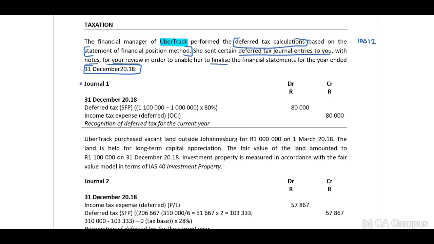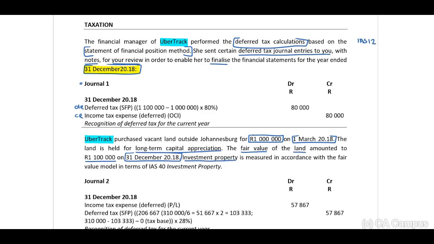Journal 1. They provide us with the dates throughout the journals being 31 December 2018. I'm not going to repeat this. Now, in Journal 1, they debit a deferred tax asset and credit our income tax expense, OCI. They indicate to us that UberTrack purchased vacant land outside Johannesburg for 1 million on 1 March 2018. The land is held for long-term capital appreciation. The fair value of the land amounted to 1.1 million on 31 December 2018.